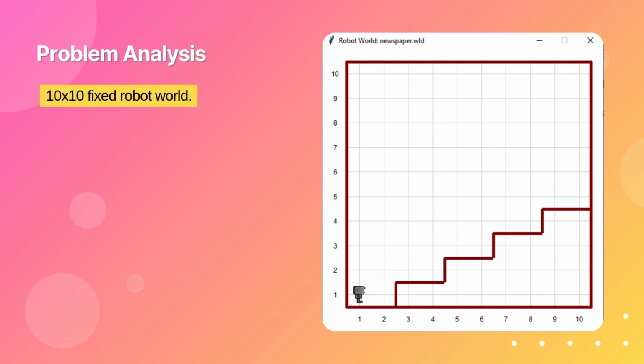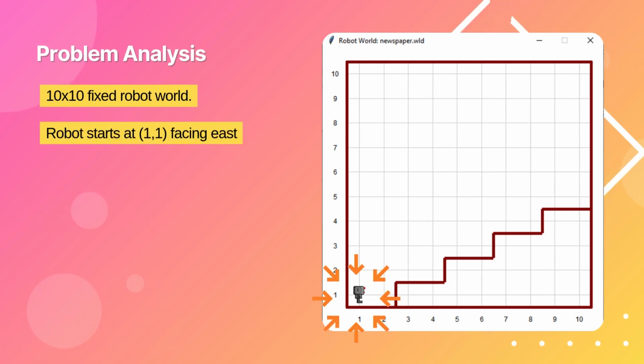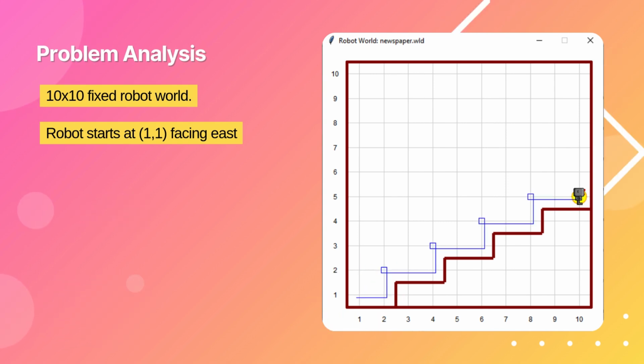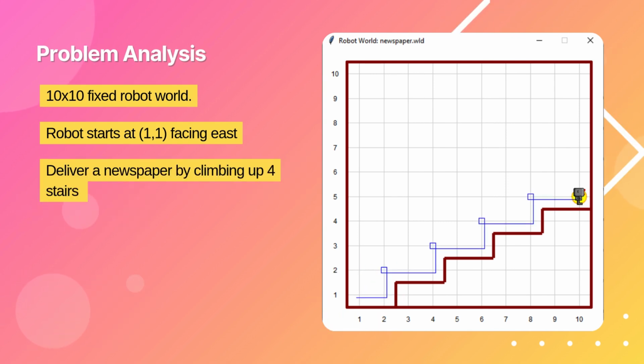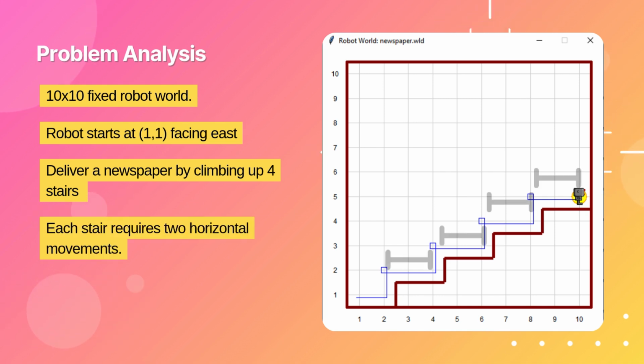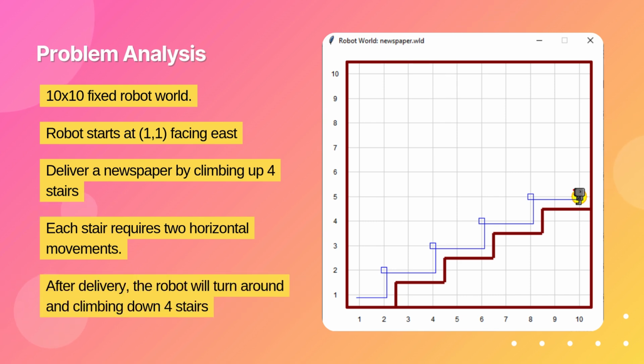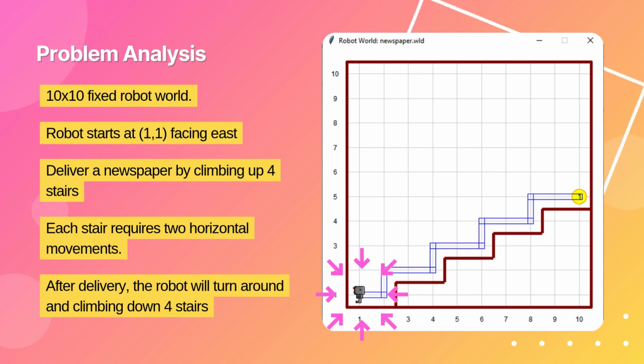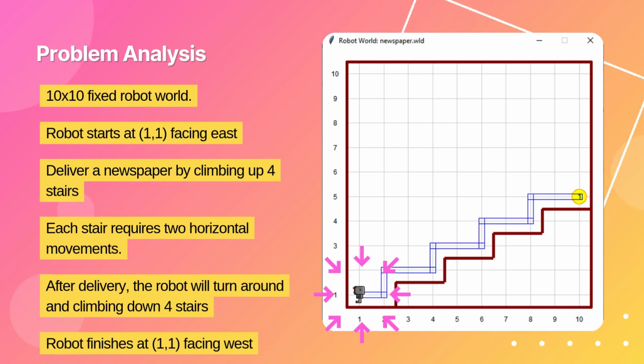We have a fixed 10 by 10 robot world. Our robot starts at Avenue 1, Street 1 facing east. The goal is to deliver a newspaper by climbing up 4 stairs to reach the door. Each stair requires 2 horizontal movements. After completing the delivery, the robot will turn around and climb down 4 stairs to return to its starting position, ending at Avenue 1, Street 1 facing west.